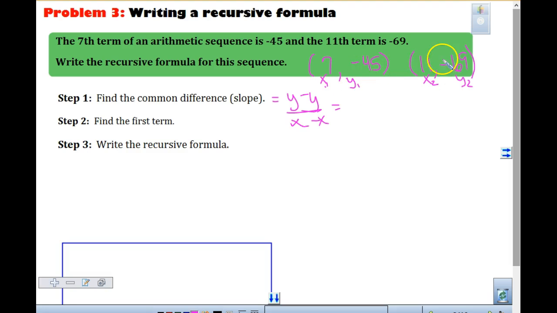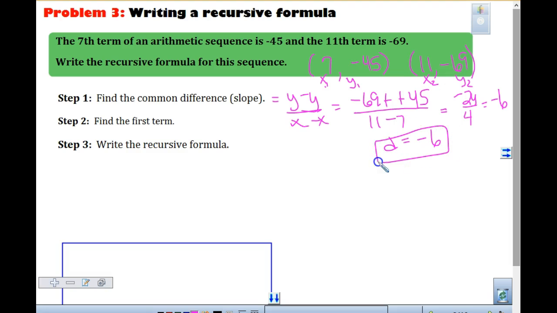Does it matter if I start with negative 45 or negative 69? No. Lulu, which one are you starting with? Negative 69. Okay. Minus what? Negative 45. Okay. So that is going to become a plus. And in our denominator, since I started with negative 69, Lulu, I must start with 11 minus 7. So first thing we have to do is find that slope, which gives us negative 24 over 4 equals negative 6. That's my common difference. That's my d, right? My common difference is each time I'm going to be subtracting 6.